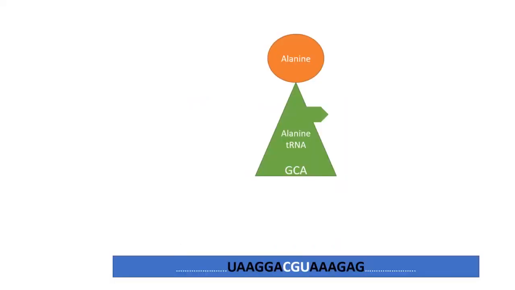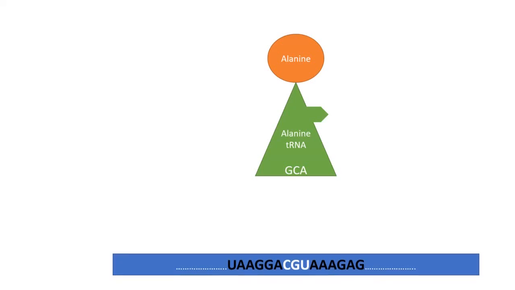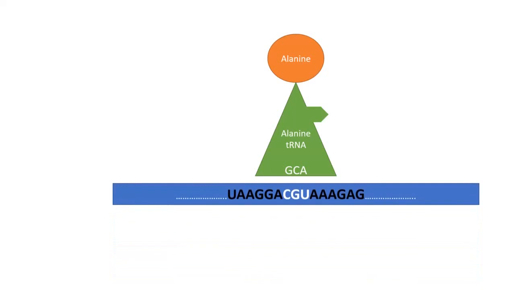So now we have alanine attached to the alanine tRNA with its anticodon GCA. Now the codon for alanine is CGT. In the messenger RNA, it will be represented as CGU. And so we now have a binding between the codon and the anticodon. So the original codon in the DNA was GCA. It was copied into the mRNA as CGU, and we now have binding between that codon and the anticodon. So we now have alanine in the correct position.